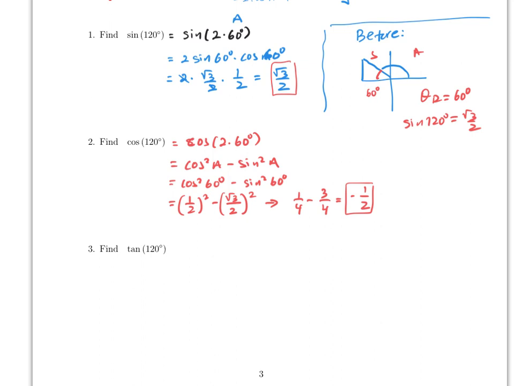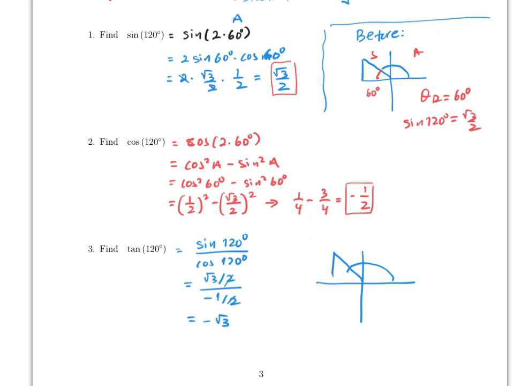Now finally, if you want to find tangent of 120, remember this is the same thing as sine of 120 divided by cosine of 120. Therefore this is radical 3/2 divided by minus 1/2. This one cancels, so this is minus radical 3, which again is not surprising because this is in the second quadrant. The reference angle is still 60 degrees, but here tangent is negative, and if you use a special triangle, you will get exactly this.